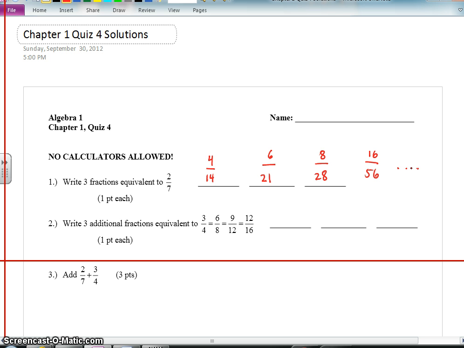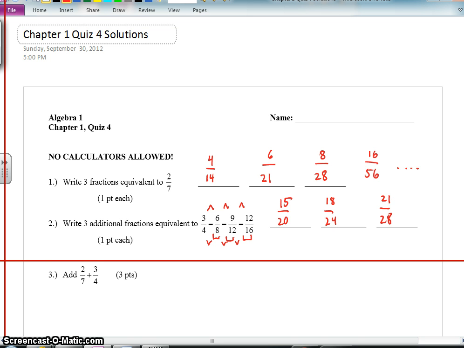Next one is write 3 additional fractions equivalent to 3/4. So we're given 3 of them. If you look at the pattern to what's going on here, it's increasing by 3 every time on the top, and we're increasing by 4 on the bottom. So if you continue with that pattern, you'd have 15/20, 18/24, and 21/28.